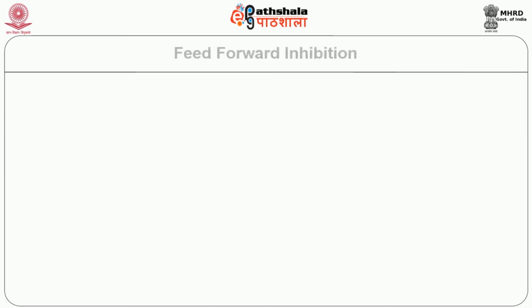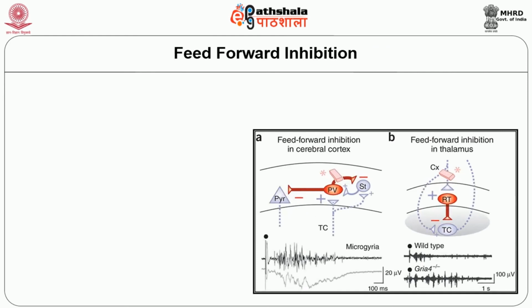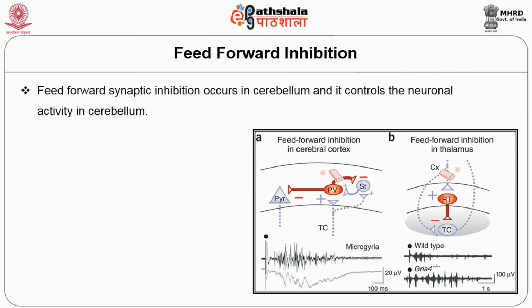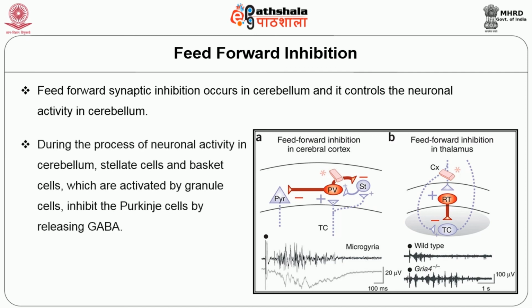Next, we are going to see about feed-forward inhibition. The feed-forward synaptic inhibition occurs in the cerebellum and it controls the neuronal activity in the cerebellum. During the process of neuronal activity in the cerebellum, stellate cells and basket cells, which are activated by granule cells, inhibit the Purkinje cells, thereby releasing GABA. This type of inhibition is called feed-forward inhibition.